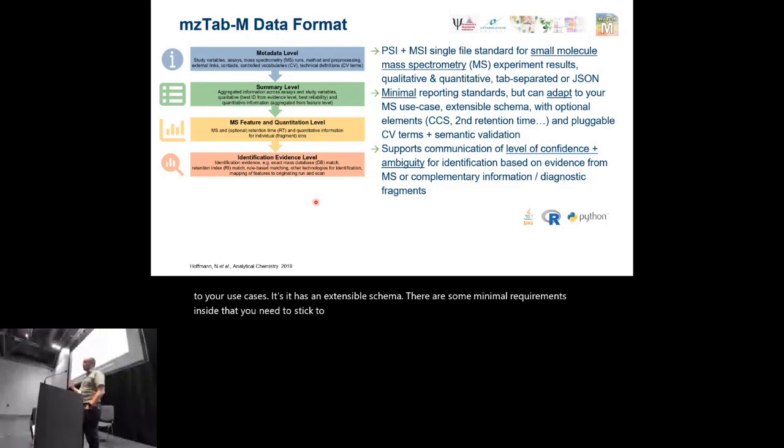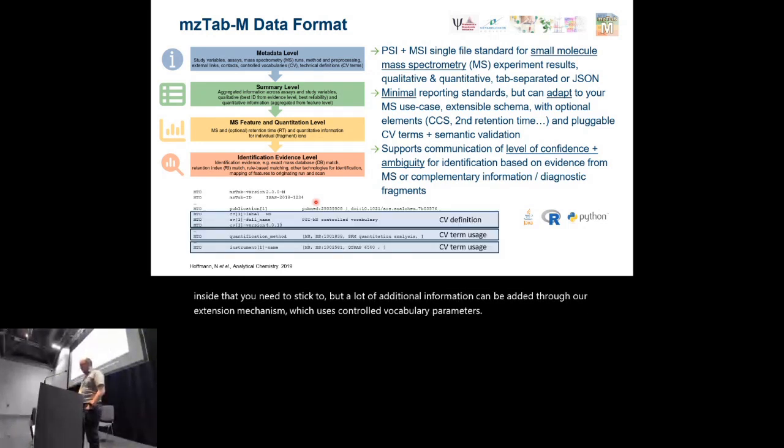Our extension mechanism uses controlled vocabulary parameters. That is also at the heart of the format, using controlled vocabulary parameters to define distinct concepts in the file so that they are unambiguously identifiable, which also later allows you to integrate the data, for example, via ontologies into knowledge graphs, and then from there on into AI models, as we saw earlier. There are already reference implementations available for the 2.0 format in Java, R, and Python. We're also looking forward to other implementations if you want to support us there.